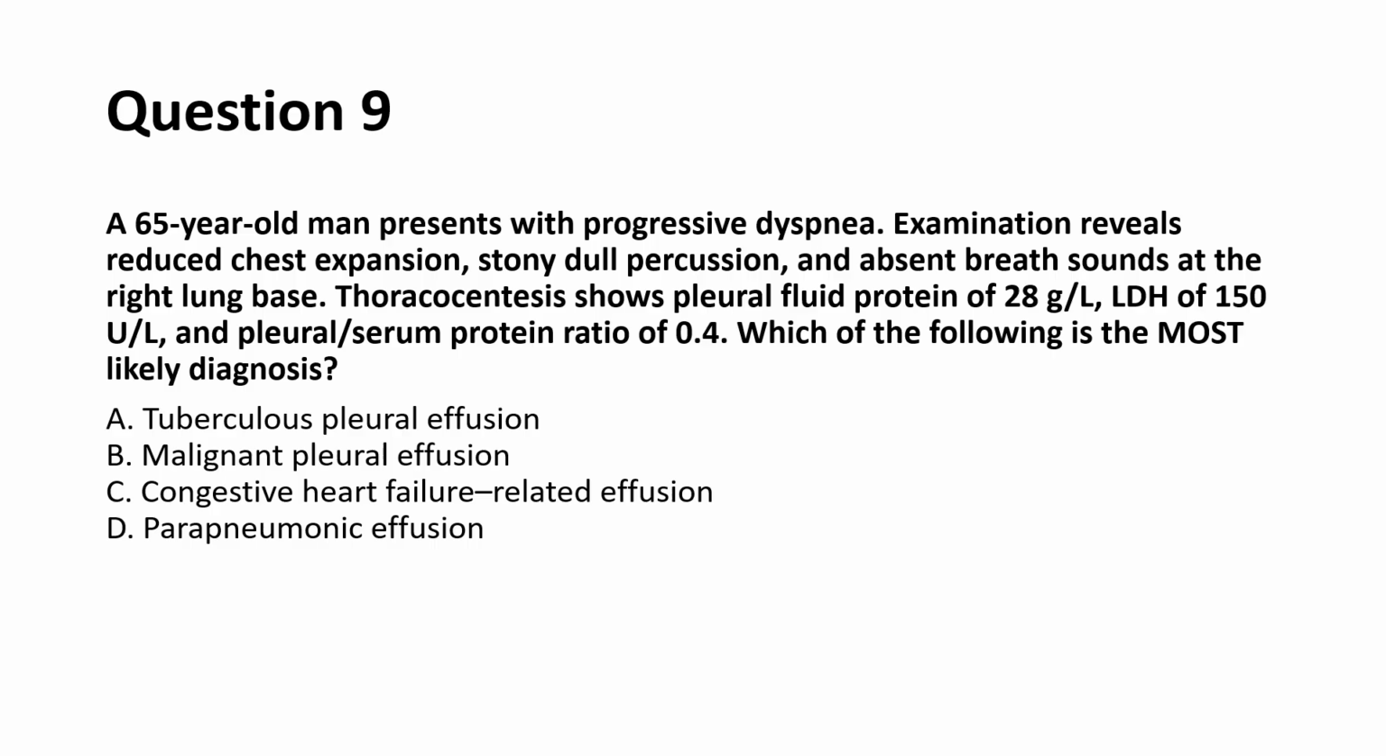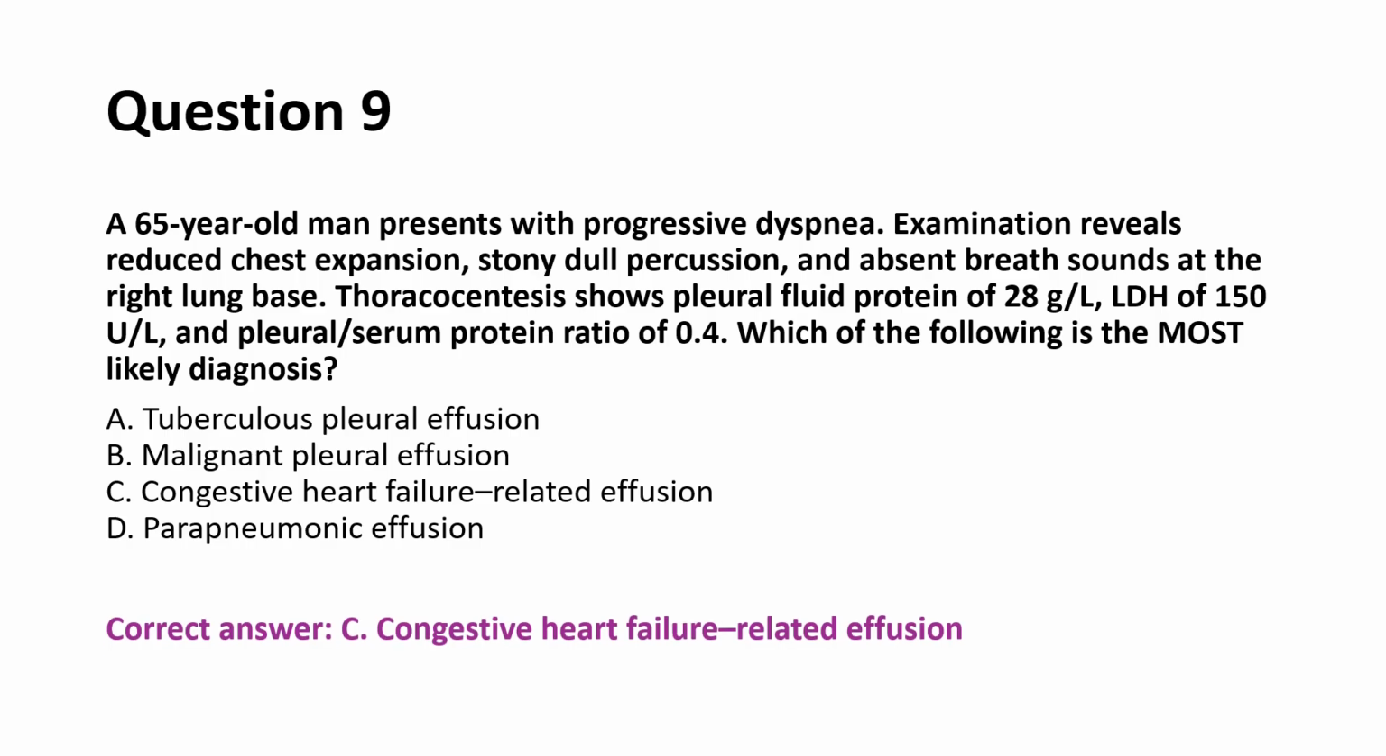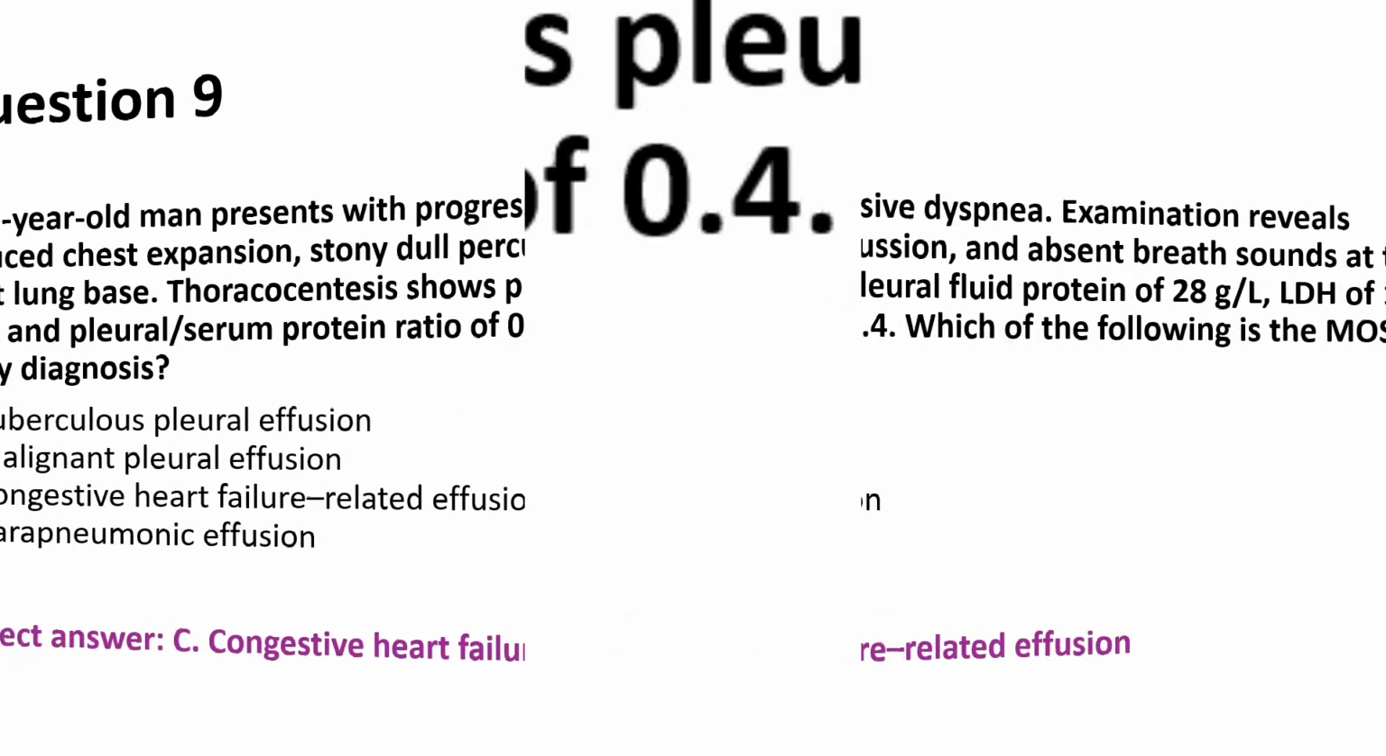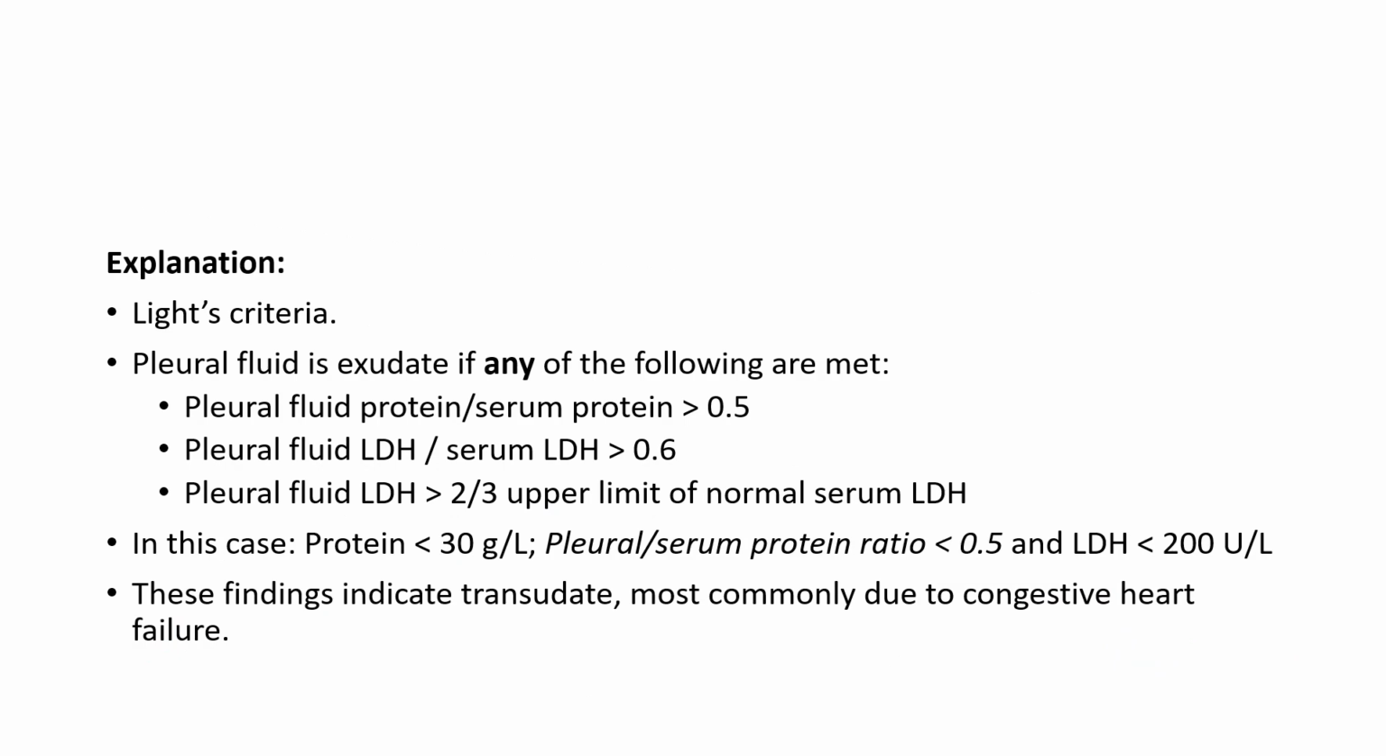The correct answer is congestive heart failure related effusion. This is where Light's criteria comes in. Pleural fluid is an exudate if any of the following are true. Pleural fluid protein to serum protein greater than 0.5. Pleural fluid LDH to serum LDH greater than 0.6. Pleural fluid LDH greater than 2/3 of the upper limit of normal serum LDH.